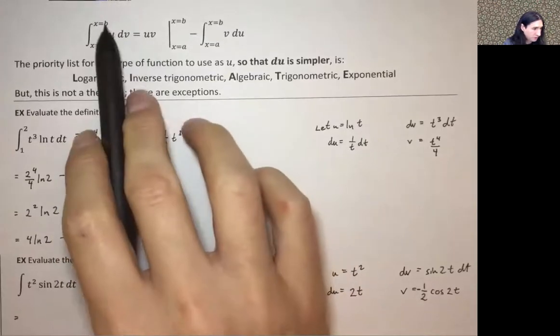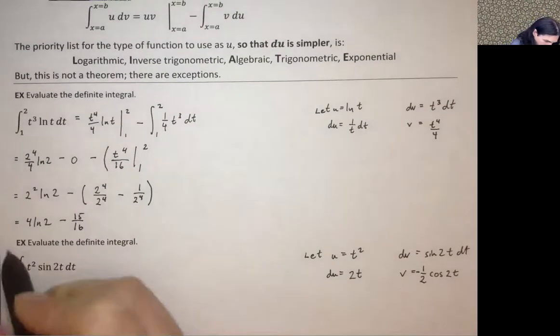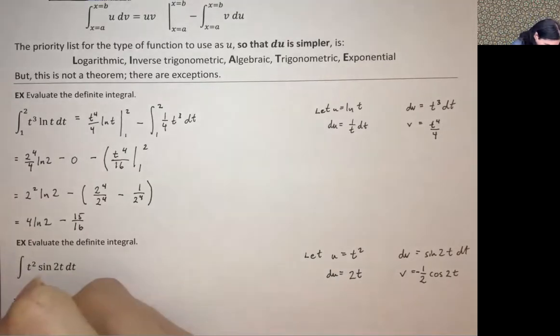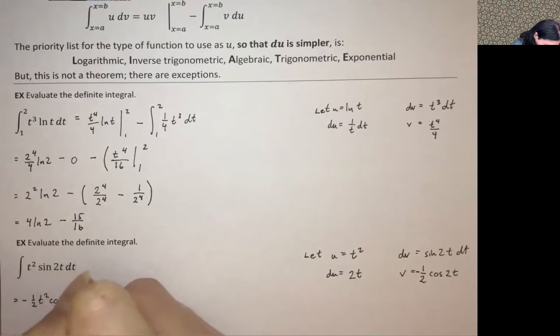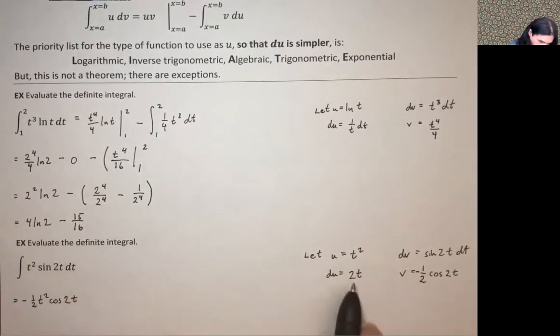We're using the same formula, just without the bounds here. Okay, so it will be u times v, this by this, so minus 1/2 t squared cosine 2t minus the integral of v du.